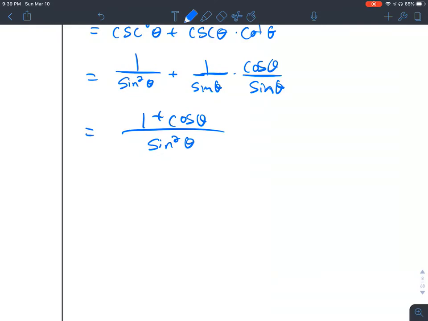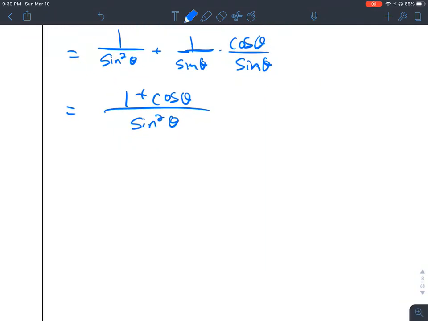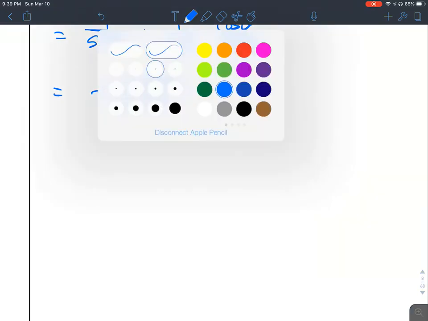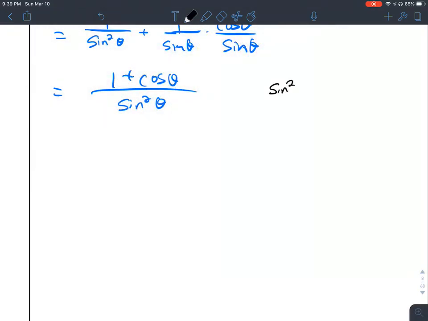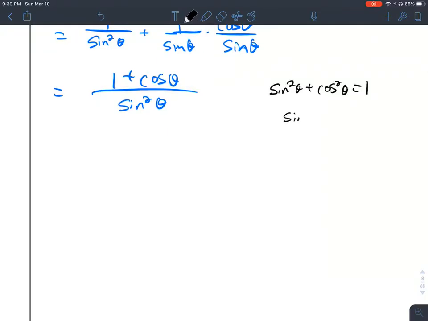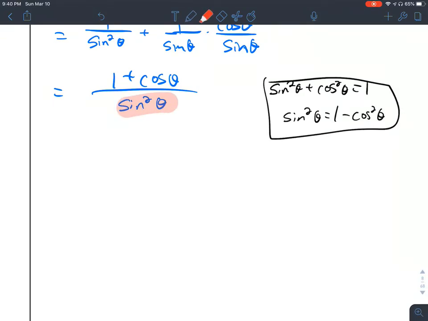Somehow this has to become in terms of only one trig function, sine or cosine, tangent or cotangent, secant or cosecant. Right now we have sines and cosines in it. So I'm going to remind you of the Pythagorean identity, sine squared of theta plus cosine squared of theta equals 1. If I subtract cosine squared from both sides, I get sine squared of theta is 1 minus cosine squared of theta. So I'm going to replace the denominator with 1 minus cosine squared of theta.